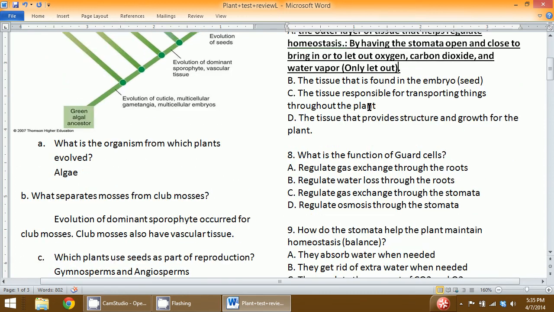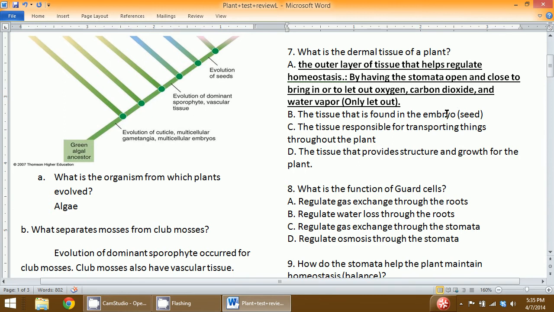All right, tissue found in the embryo. No, it's going to be on the outside. Sure, there might be some dermal tissue, but that's some weird dermal tissue. We're looking at mostly the outer layer, generally involved in photosynthesis, helping regulate homeostasis through the stomata.